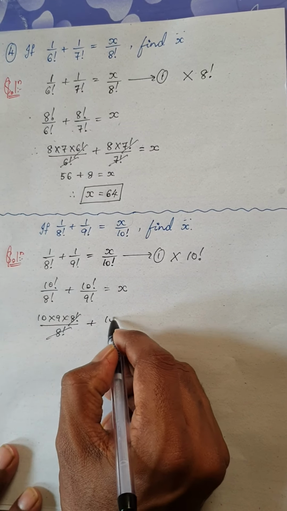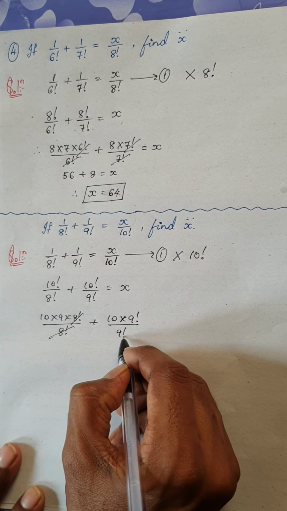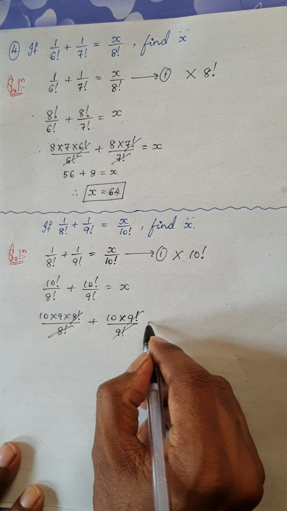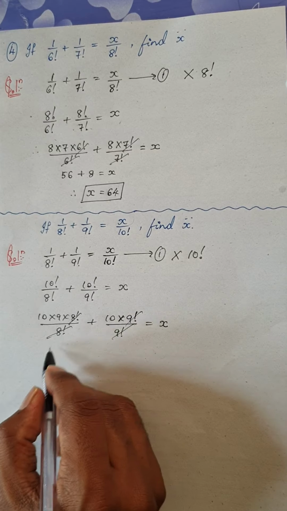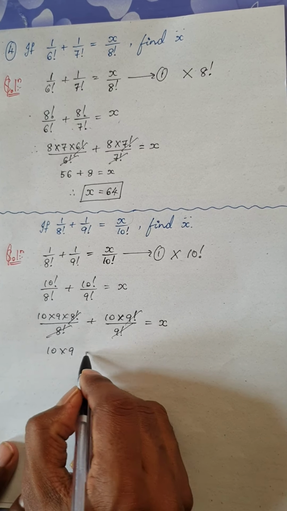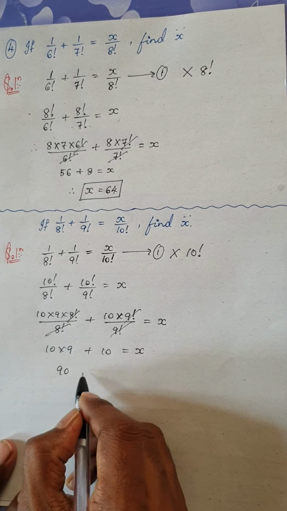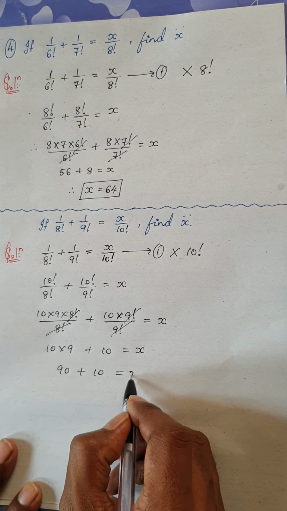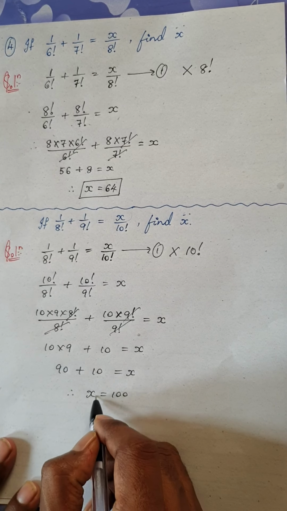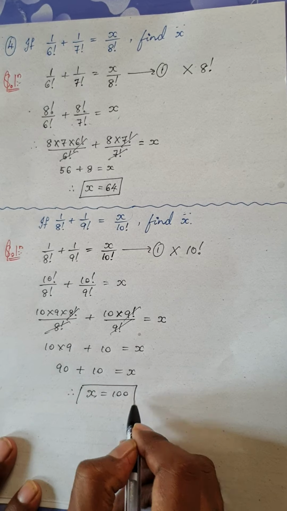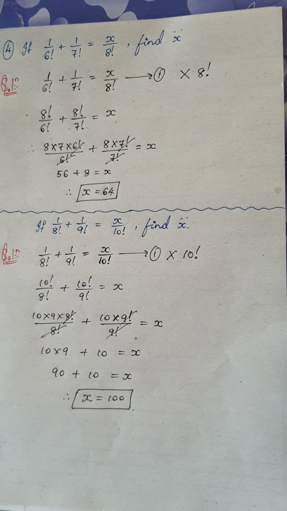Now plus similarly 10 factorial, here I'm going to write it as 10 into 9 factorial, so that I will cancel with the 9 factorial in the denominator. That will be the value of x. Okay, so here I am left over with 10 into 9 plus 10. This is the value of x. So 10 into 9 is 90 plus 10, that is equal to x. Therefore, the value of x is nothing but 90 plus 10, which is equal to a century, a ton, which is nothing but 100. Okay, very simple question, dear students.